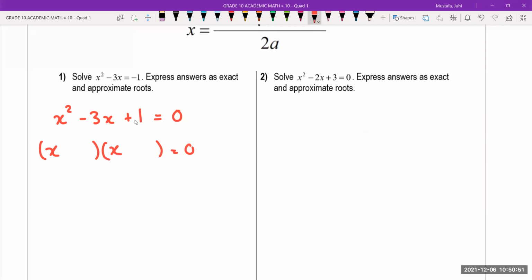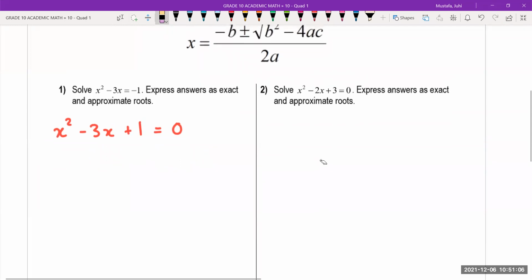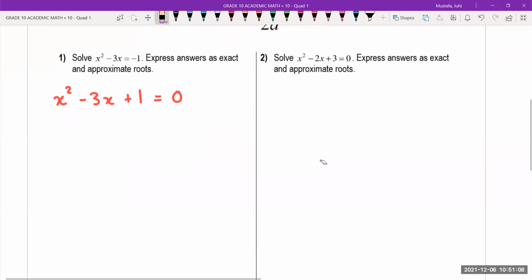What are the only 2 numbers that multiply to 1? Yeah, 1 and a 1. And can I ever add or subtract the 1s to get negative 3? No. So this question is not factorable. It is impossible to factor using the methods we've used. So as soon as you try to factor something and you fail, you have to use the quadratic formula.